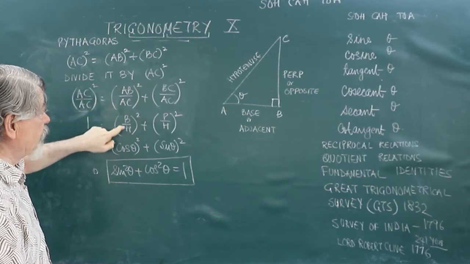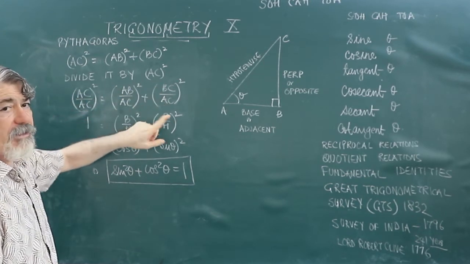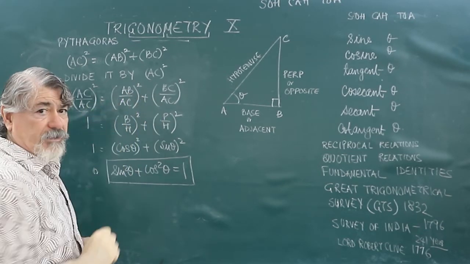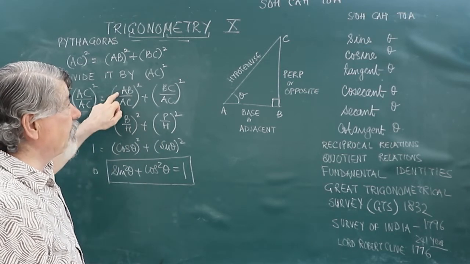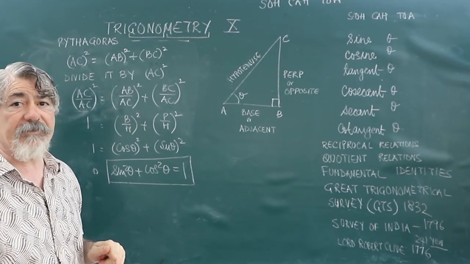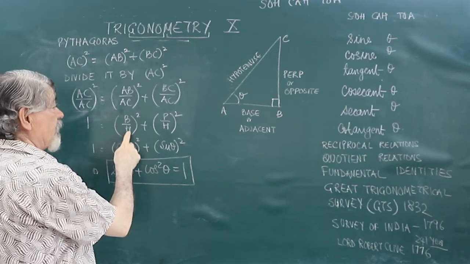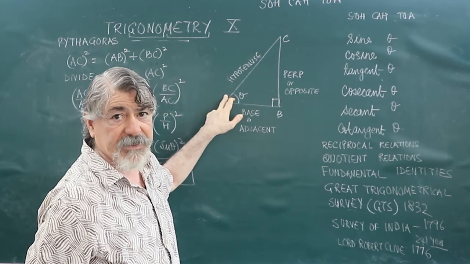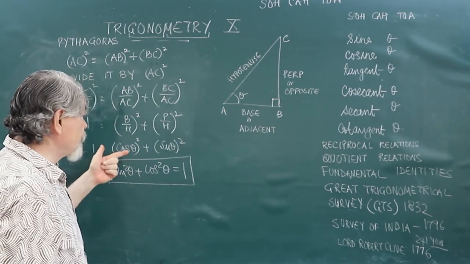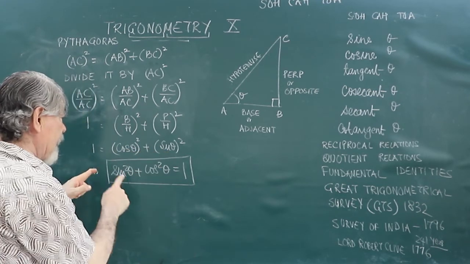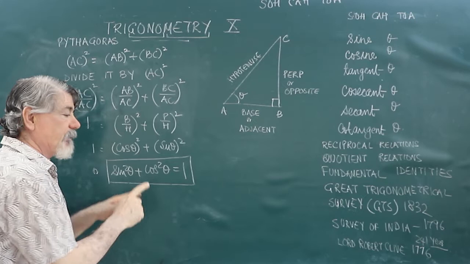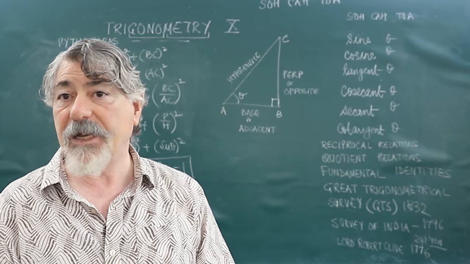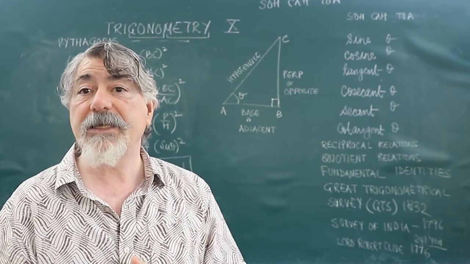Then I got AB upon AC whole square, and I got BC upon AC whole square. Then we looked for what is AB, what is AC. AC we know is hypotenuse. AB, when we are talking of theta as the reference angle, is the base. So base upon hypotenuse square. And BC is perpendicular when theta is the reference angle. So it became cos square theta plus sin square theta. We always write it as sin square theta plus cos square theta is 1. This is one of the fundamental identities which we will be using every time.